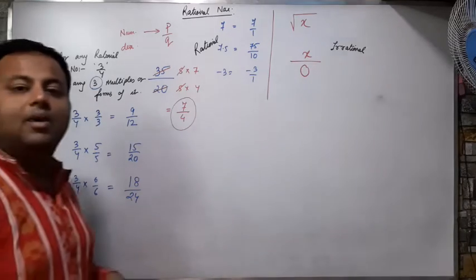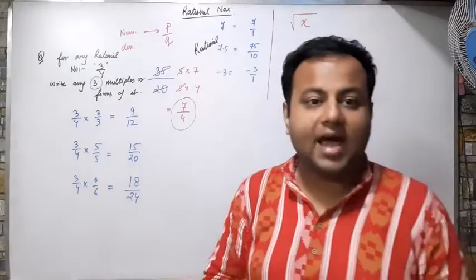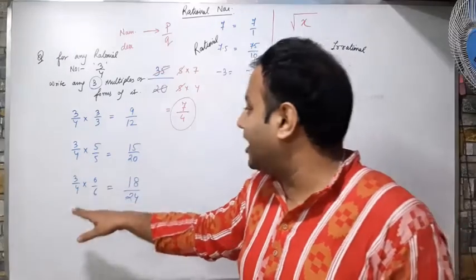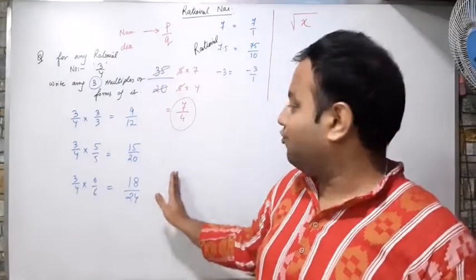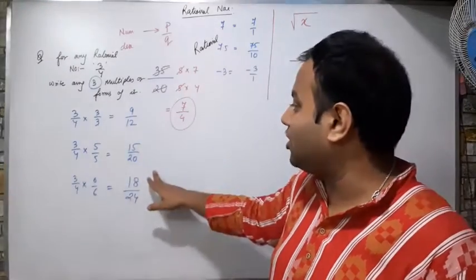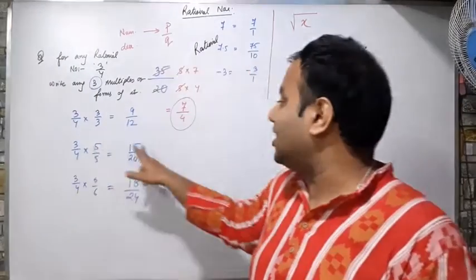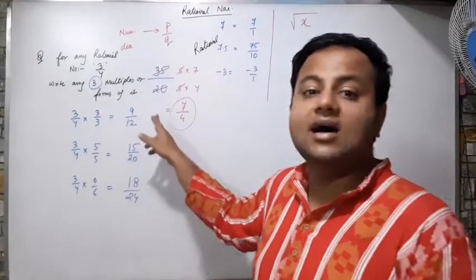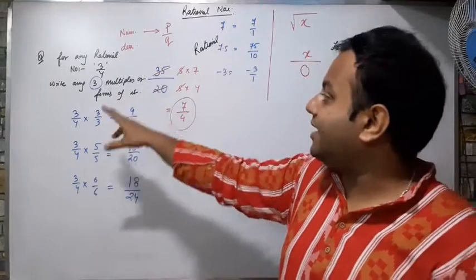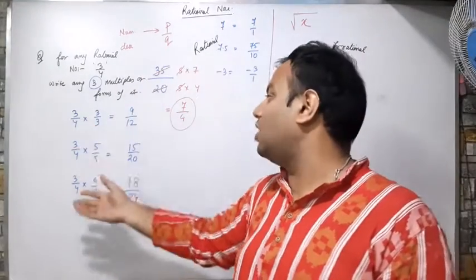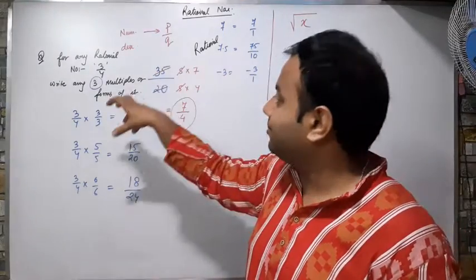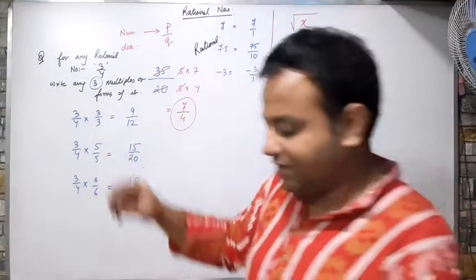So if a rational number is multiplied with the same number at the numerator and the denominator, I will get a different form of the rational number, which can be simplified to get the same rational number again. So you may be asked in the question to write any 3 multiples or any 3 forms of a given rational number. Now this same thing can be twisted in such a way.